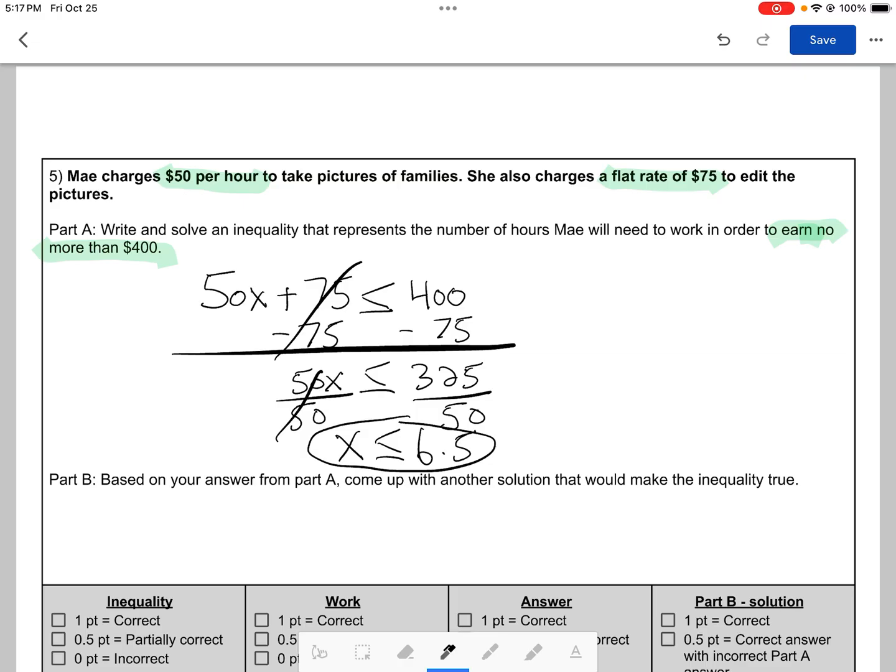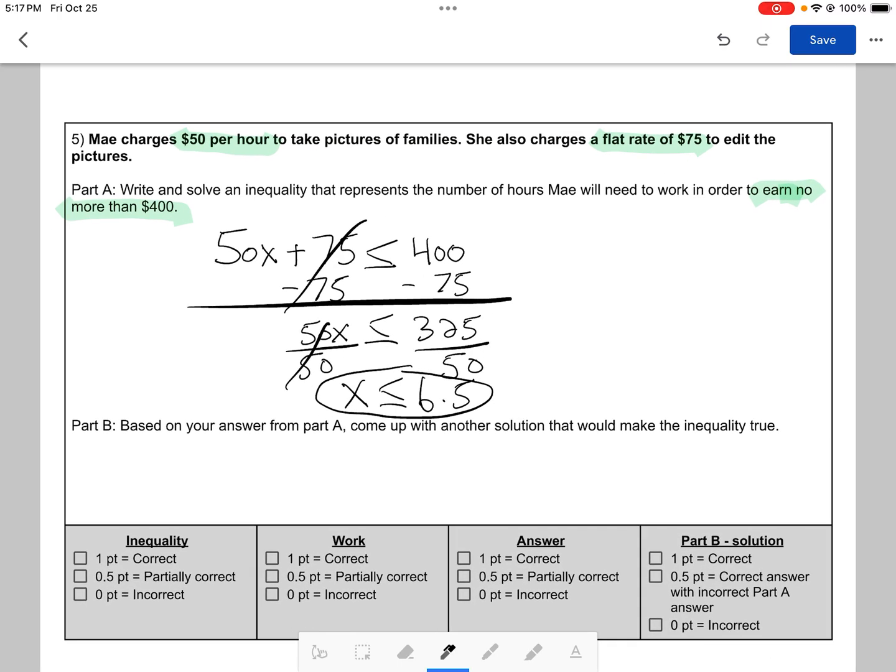So for part B, based on your answer from part A, come up with another solution that would make the inequality true. All we need to do is list a number that is less than or equal to 6.5. So I put 6. It could be anything less than or equal to 6.5.